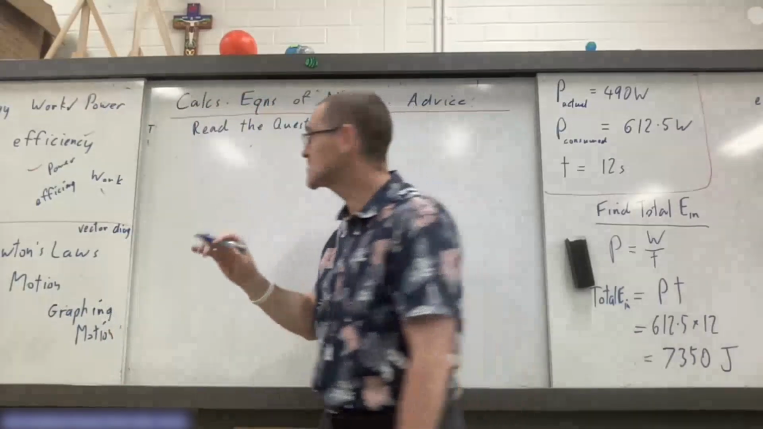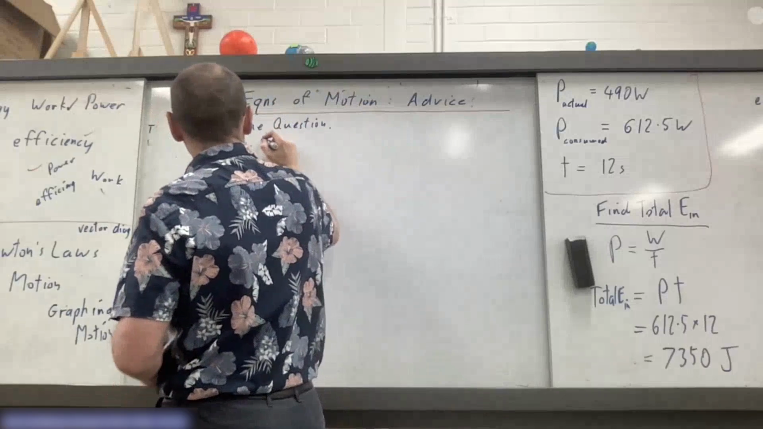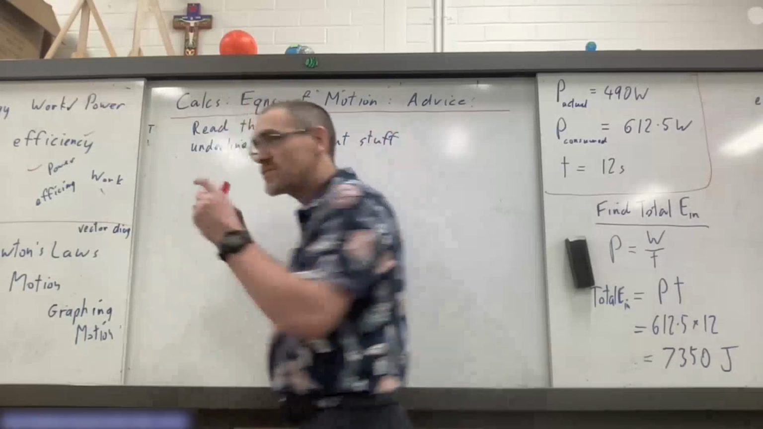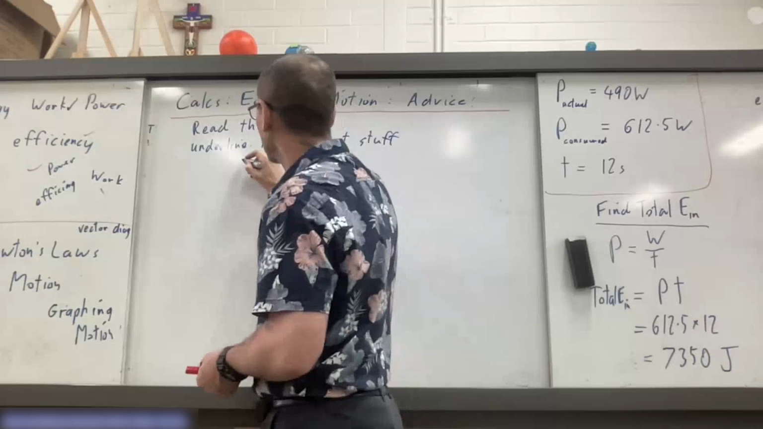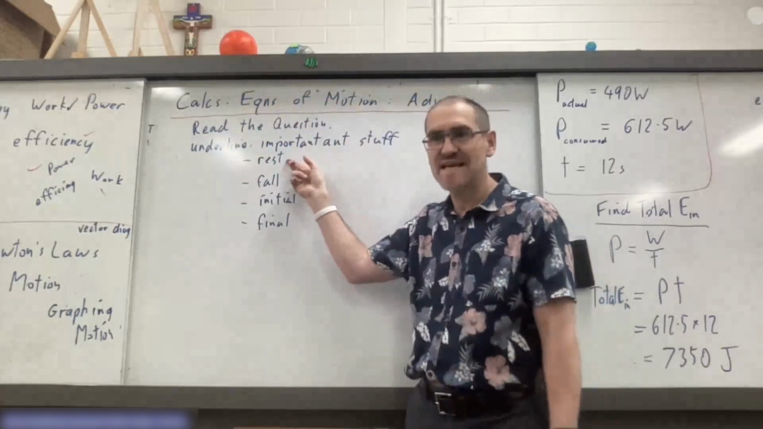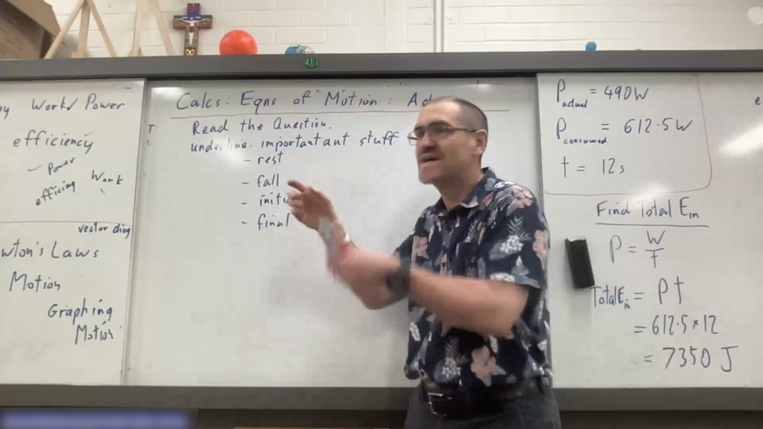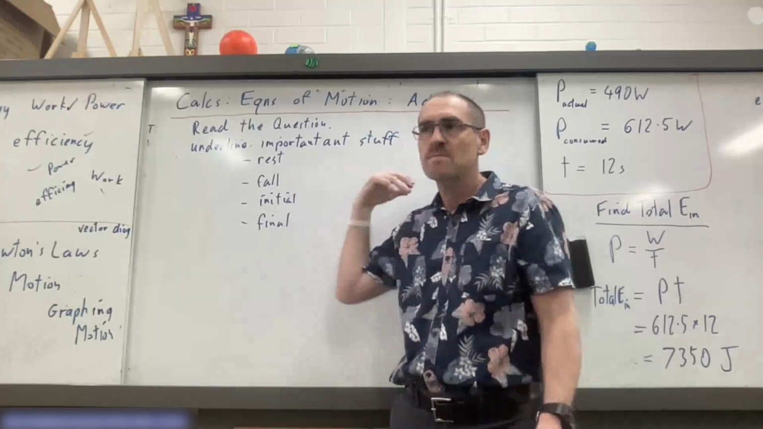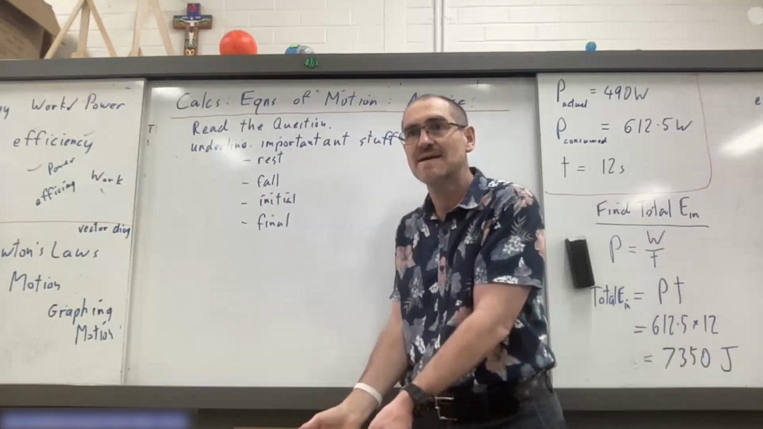Okay, read the question. Underline important stuff. So go through the question, read it, underline important stuff. That's really, really good. Look for this sort of language. If it's at rest initially, then you know that it's falling. It's falling from rest. Its initial velocity is zero. That's a key concept. If it's falling, we may not give you the acceleration. If we tell you it's falling, then it's gravity doing the job, 9.8 meters per second per second, okay?